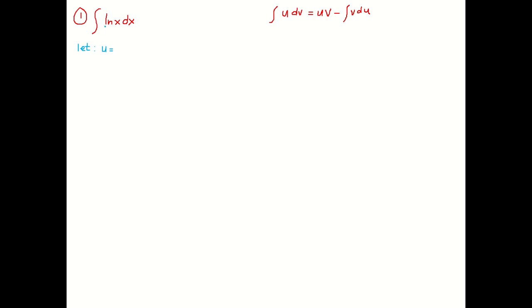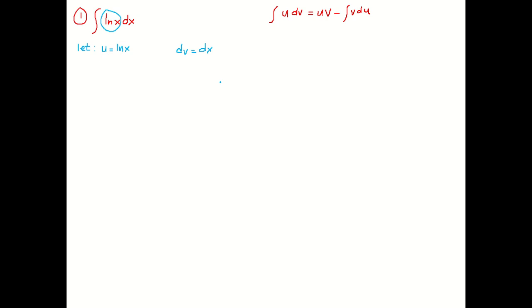Okay, so if we consider this as our u, so we say let u equal to ln x. So if this is u, then the other factor must be our dv. So our dv is equal to dx.